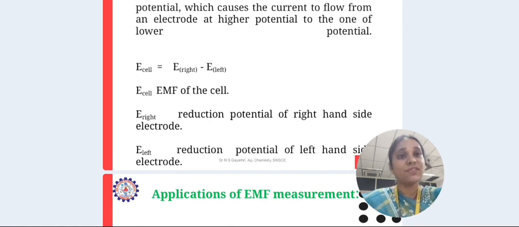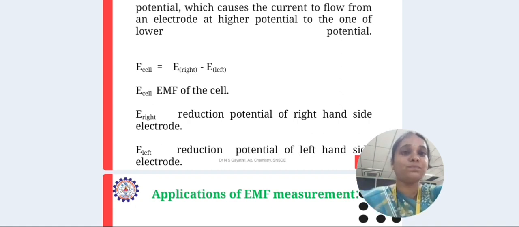Electromotive force is the difference of potential which causes the current to flow from one end to another end. The current flows from higher potential to lower potential. When the current flows from higher potential to lower potential, the potential difference occurs. That is called as EMF. That is, EMF is the difference of potential, which causes the current flow from one end to another end, that is higher potential to lower potential.